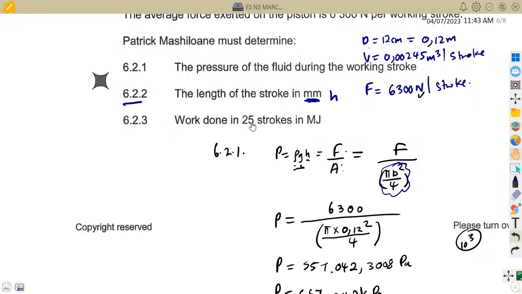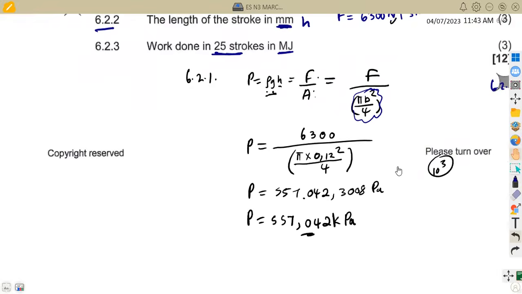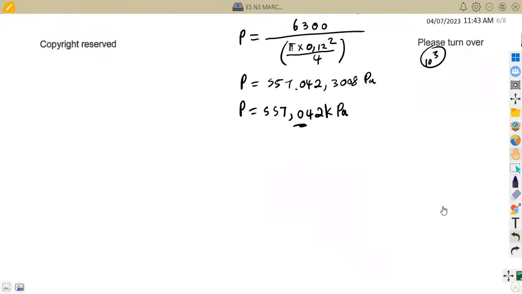Okay, then on question 6.23, the work done in 25 strokes, take note, in 25 strokes in megajoules. We know that the work done is supposed to be taken from the pressure that we are given. Let's just write our formula here. Our formula is that work done is equivalent to pressure times the volume. But because we are given the volume per stroke, we are going to multiply by the number of strokes that we are given in this case, which is 25.